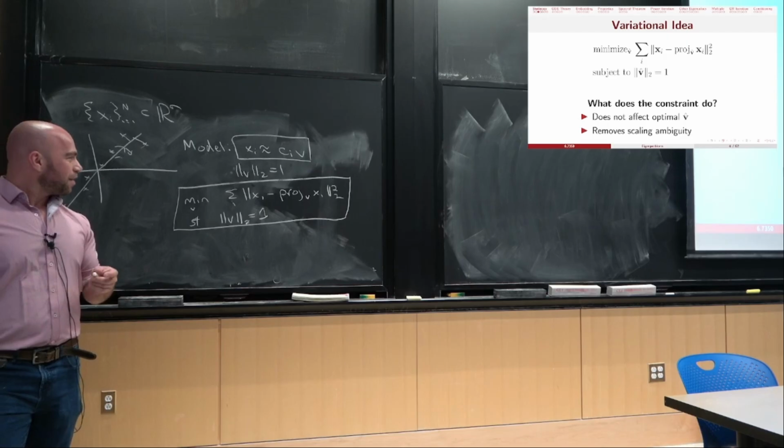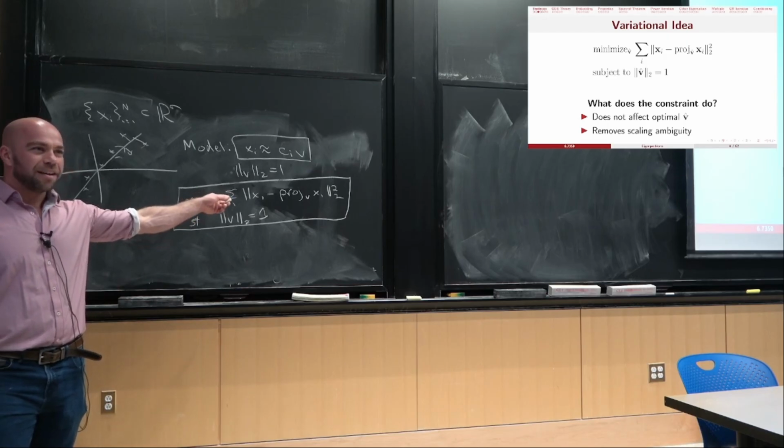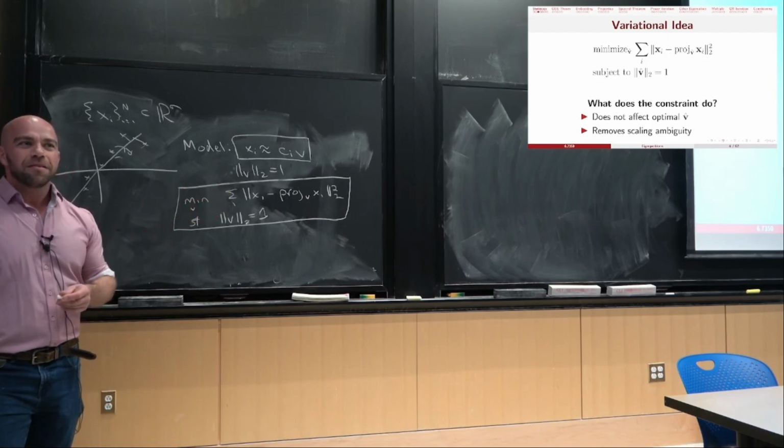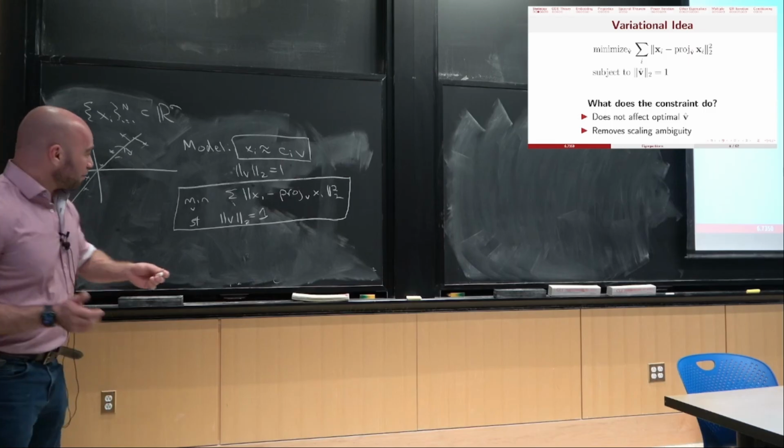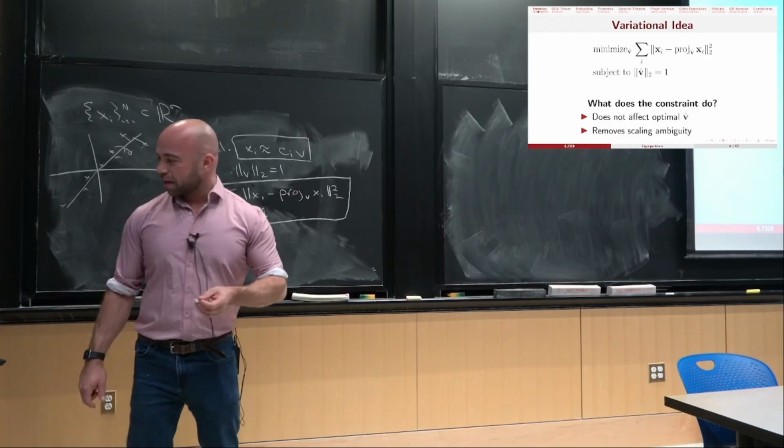Basically, if I flip the sign of v here, the solution to my problem doesn't change. Spoiler alert: if I flip the sign of an eigenvector, that thing is still an eigenvector. So we see these problems are related to one another. Okay.